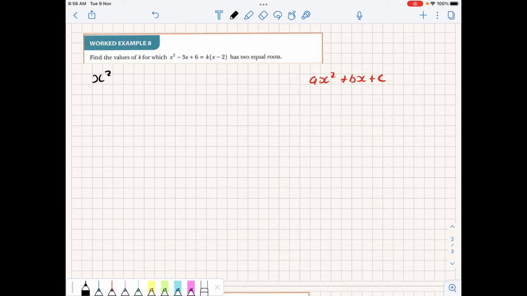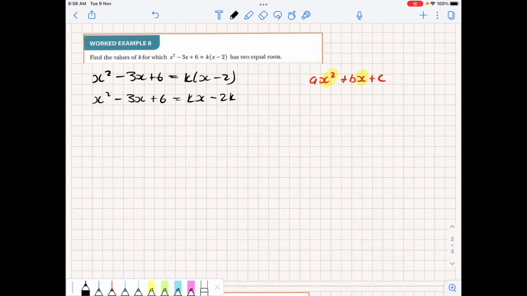So we have x squared minus 3x plus 6 equal to kx minus 2. We'll expand all the brackets out and get x squared minus 3x plus 6 equal to kx minus 2k. What we're going to do here is group the terms based on their x coefficient, and the constant term by itself.